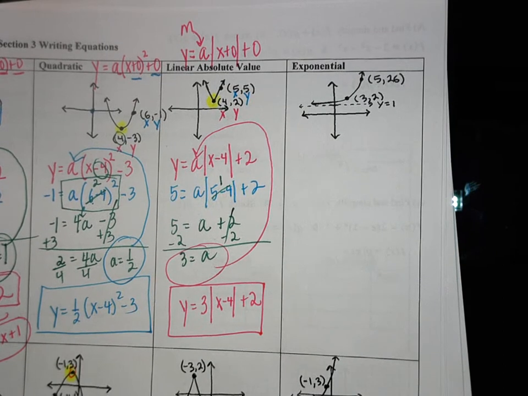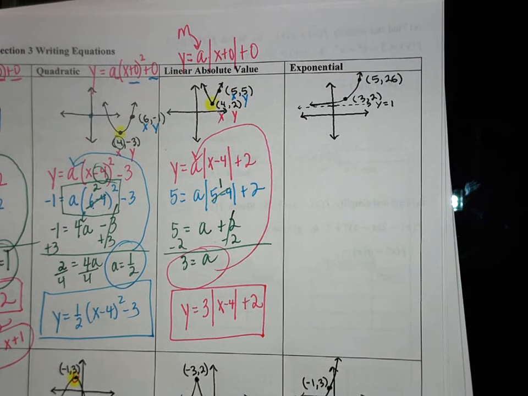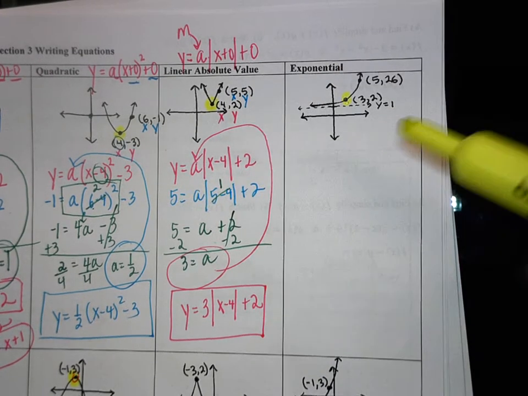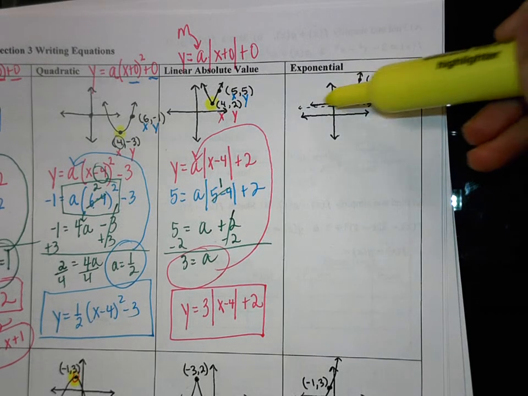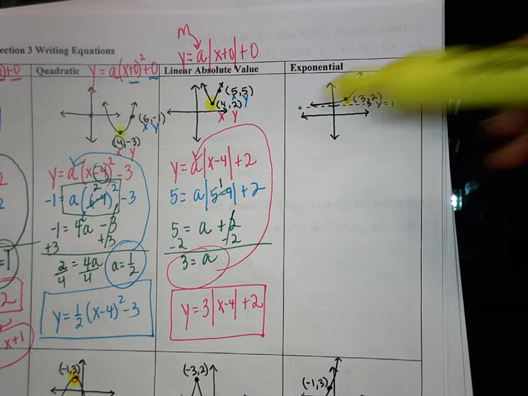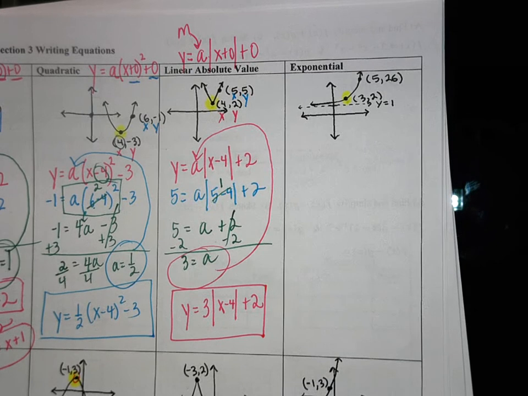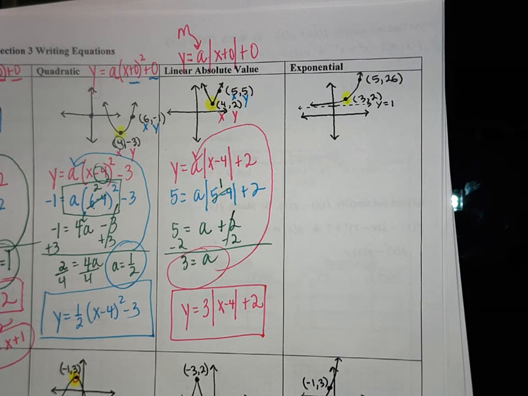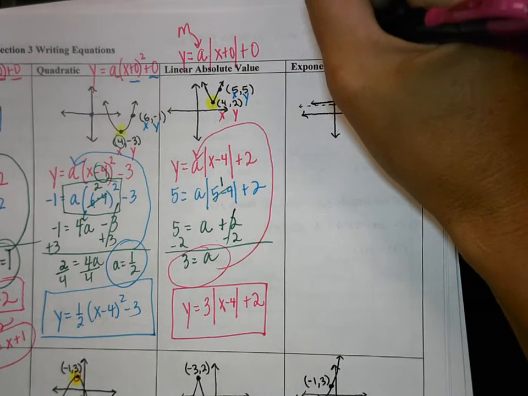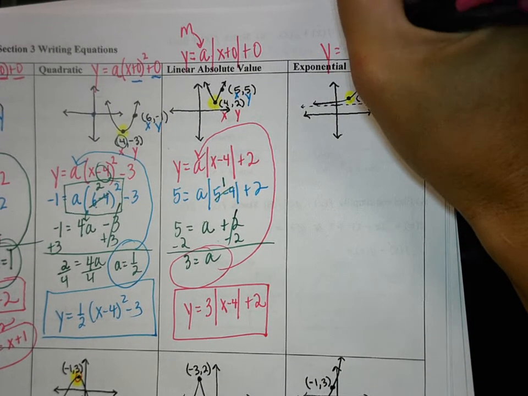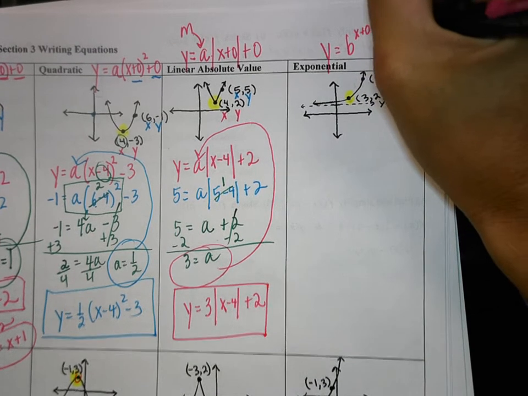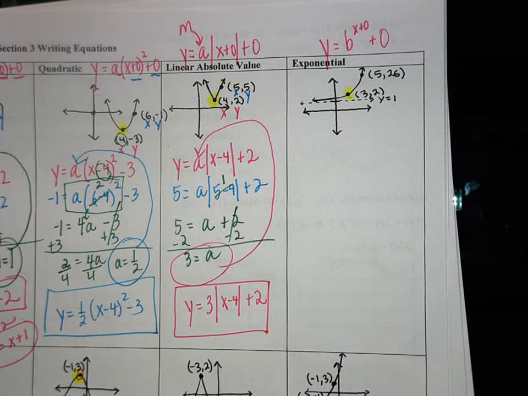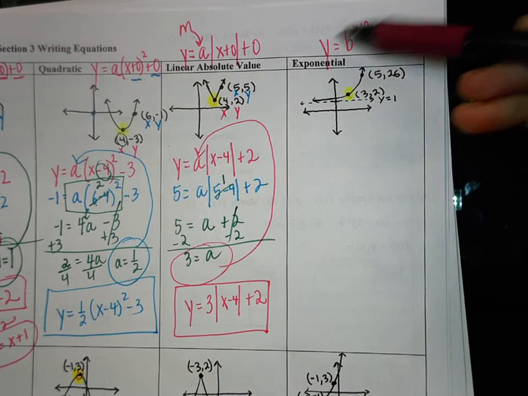Okay, so exponential functions are slightly different when we're setting them up. Your starting point is always that point that is near the asymptote. So there is my starting point. Our original equation, or our parent graph, is y equals b to the x plus 0 plus 0. And then we have to put our translations in there.